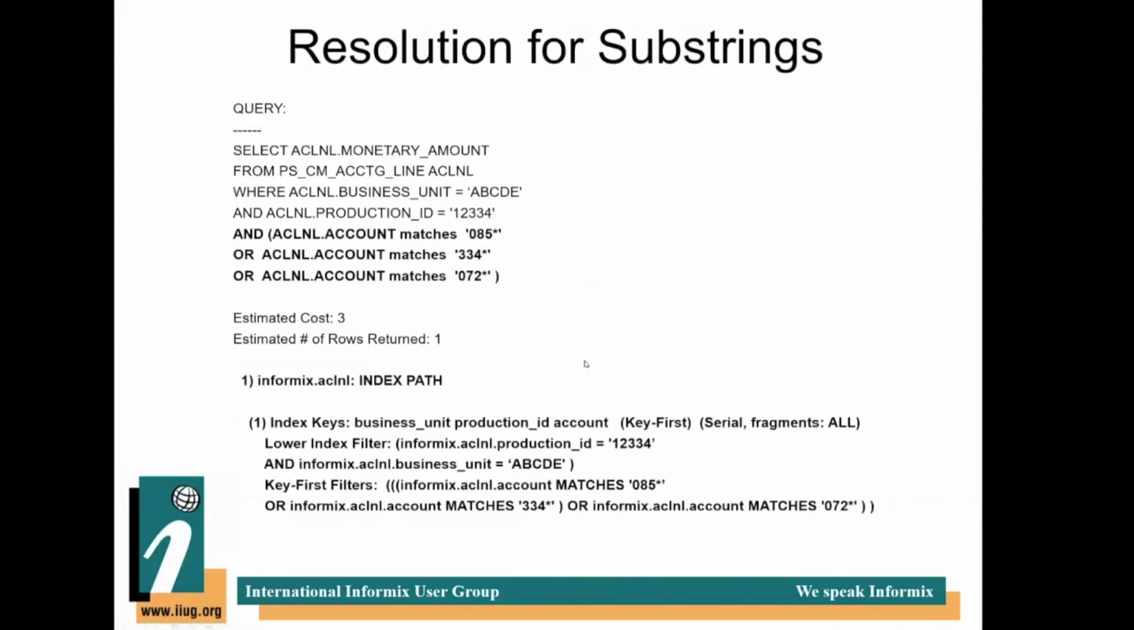So I changed it to use the accounts, did a matches on the column, and in order with those three. By doing that, now we're using the account number, business unit, production value, and account number index, which again returns the query much quicker.